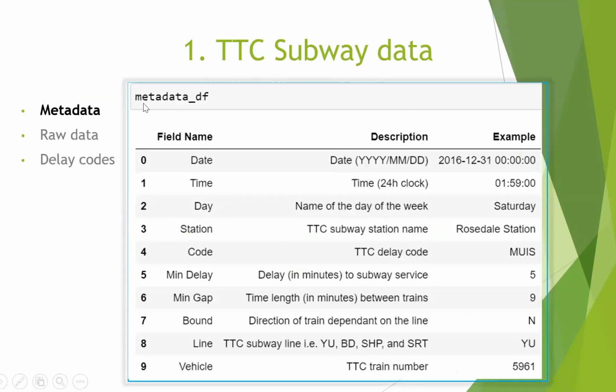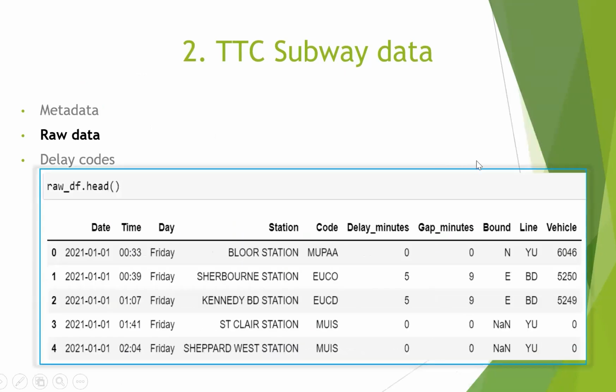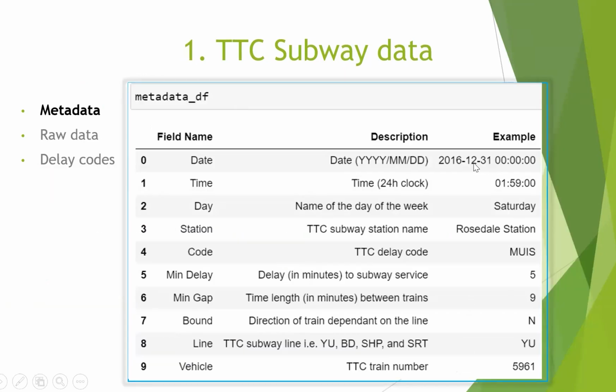So the 3 types of data sets that I focused on were all pertaining to subway data. One was metadata, and we had about 10 columns. What does this represent? It represents a particular point of delay. For example, if an incident of a delay occurred at a particular date, maybe the 31st of December 2016, the date and time that it occurred was captured in a field called date. There's also the day, for example Saturday, and the station.